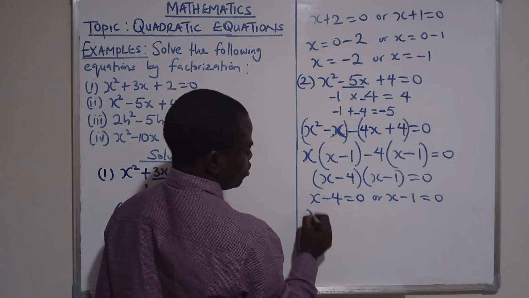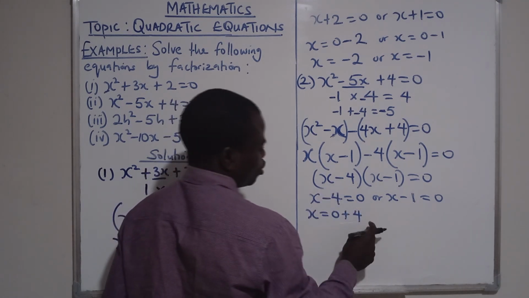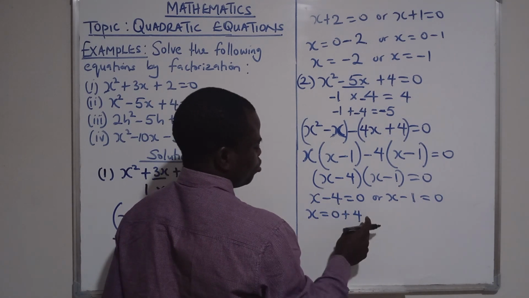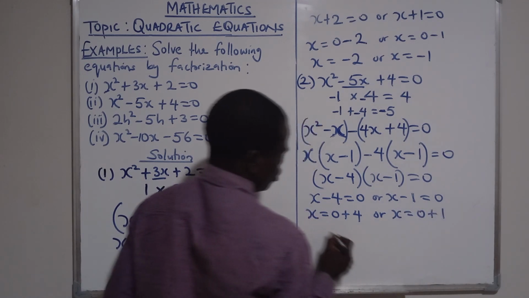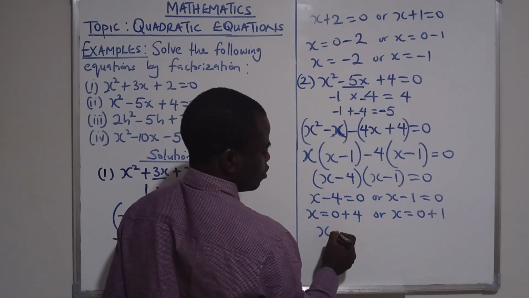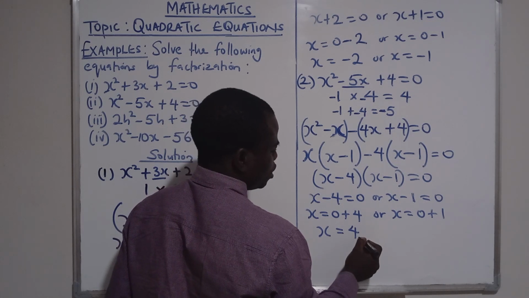Now let's collect the like terms. x equals 0 plus 4. When minus 4 crosses the equal sign to the right hand side, it turns to positive. Or x equals 0 plus 1. x equals 4, 0 plus 4 is 4.